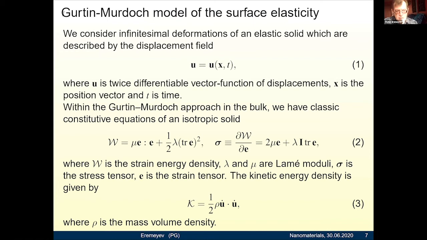Let me remind you of the Gurtin-Murdoch model of surface elasticity. We consider the simple linear formulation, which looks like this. We have the displacement field here. We have the constitutive equation in the bulk, the strain energy density in the bulk, and the stress tensor in the bulk. For simplicity, we consider an isotropic material with two Lamé elastic moduli, and we have kinetic energy, which introduces the volume mass density, where rho is the typical density. So nothing else, we have classical elasticity here.